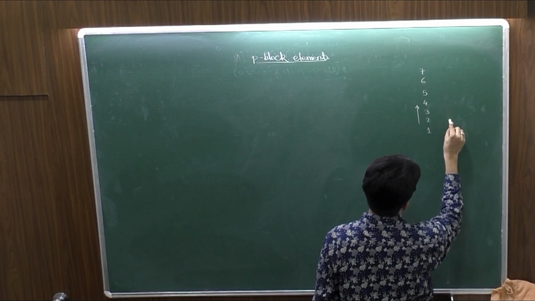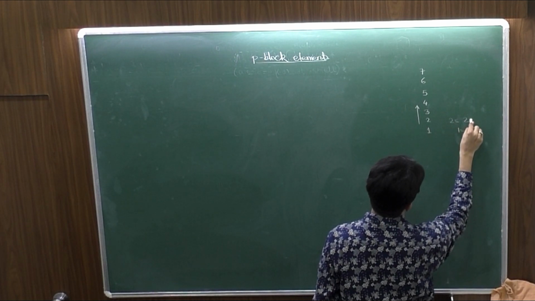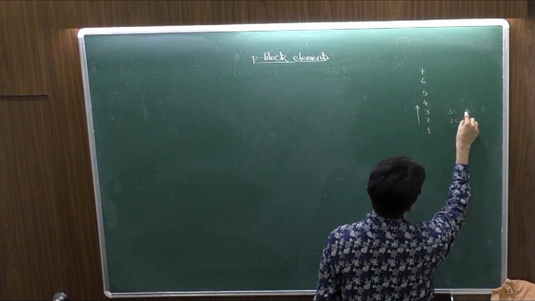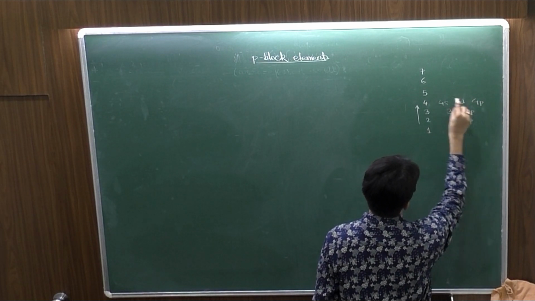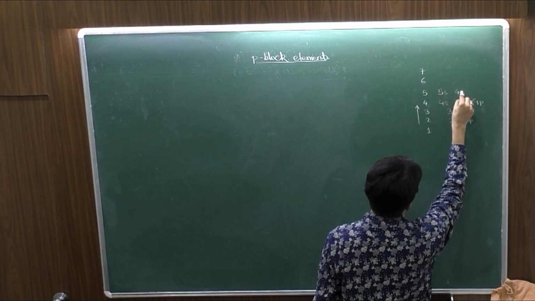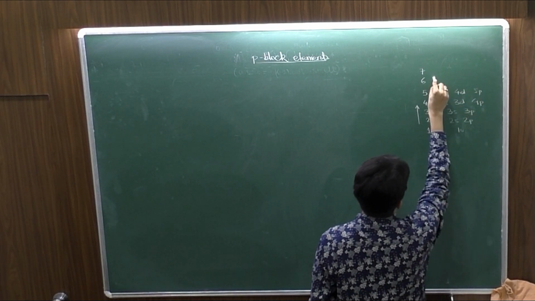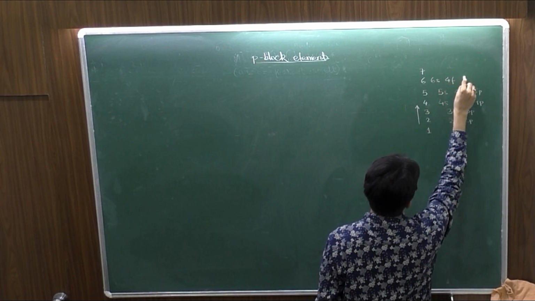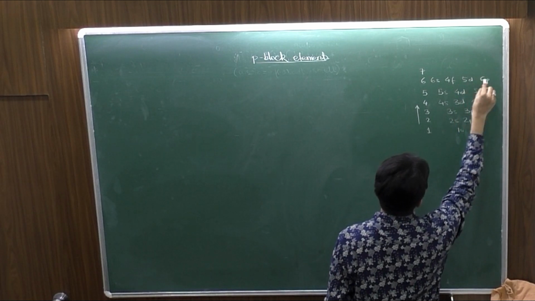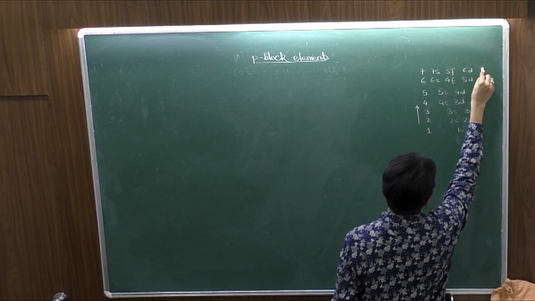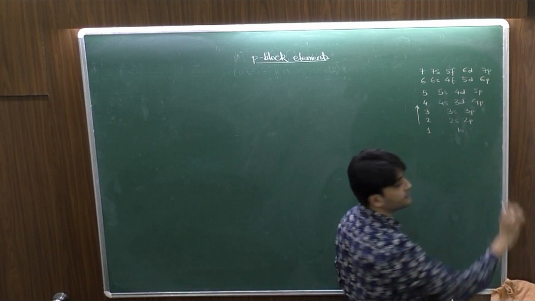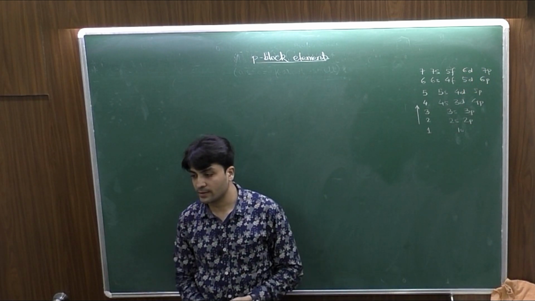1s, followed by 2s, 2p, 3s, 3p, 4s, 3d, 4p, 5s, 4d, 5p, 6s, 4f, 5d, 6p, and 7s, 5f, 6d, and 7p. This is the Aufbau sequence.